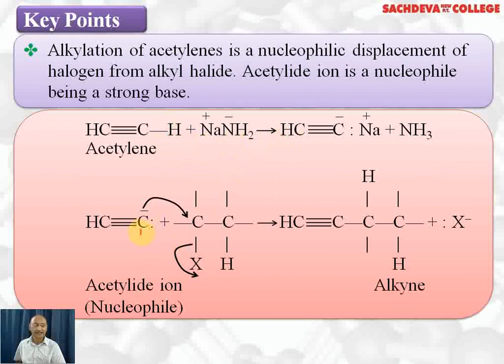Now this acetylide ion attacks this carbon where X negative goes away, creating a positive charge here. So this positive charge combines with this negative charge to form a single bond. This is how this reaction takes place. So acetylide ion, being negatively charged, acts as a nucleophile in this reaction.